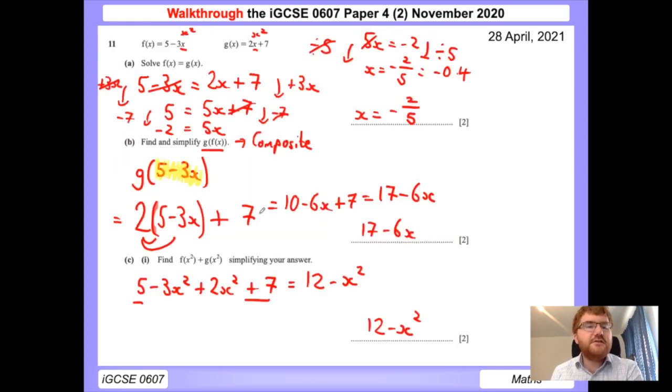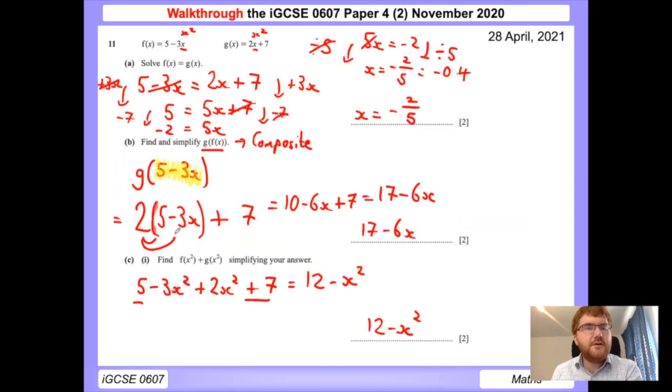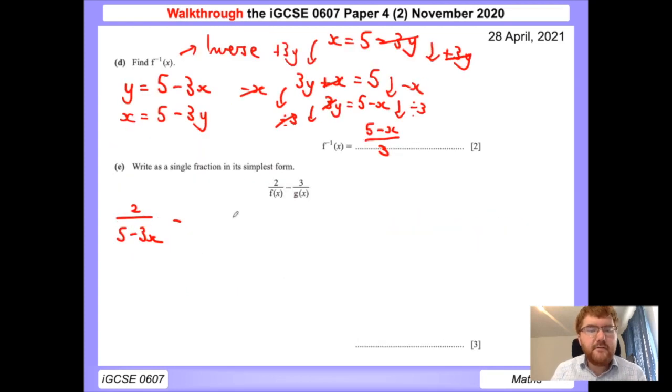So let's copy across the functions. So we have 2 over 5 minus 3x. One of the key things here is to make sure you copy the question correctly. And we have 3 over 2x plus 7. This is a standard algebraic fraction simplifying question.